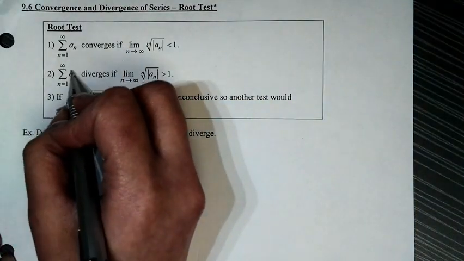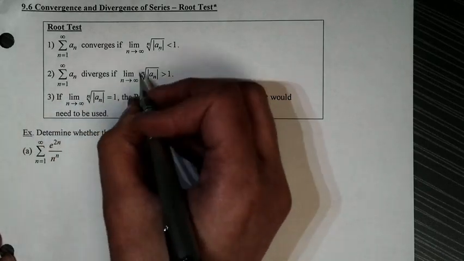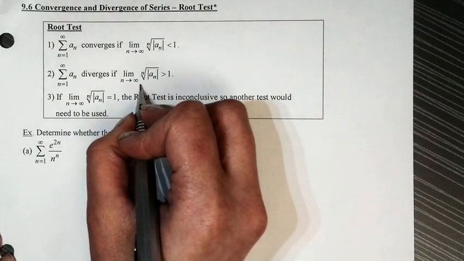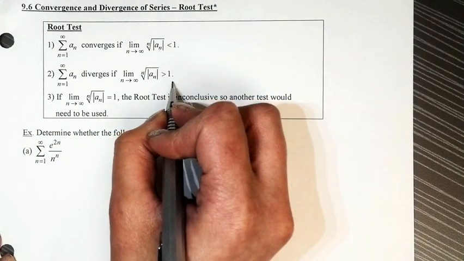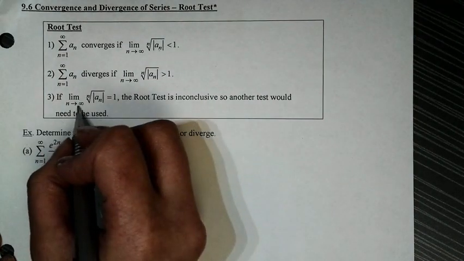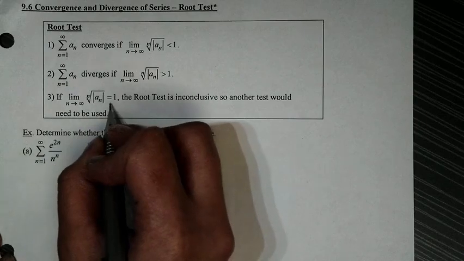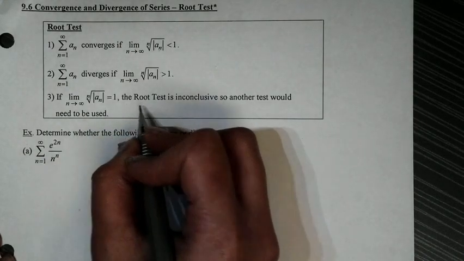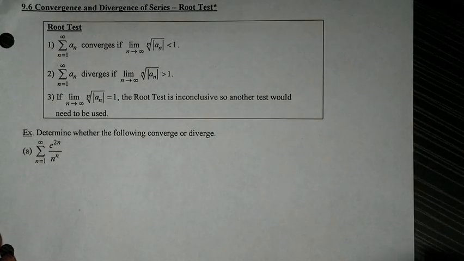Now, the series from n equals 1 to infinity of a sub n will diverge if the limit as n approaches infinity of the nth root of the absolute value of a sub n is greater than 1. Pretty similar to the ratio test, if that limit gives you 1, the root test is going to be inconclusive, so another test would need to be used instead.